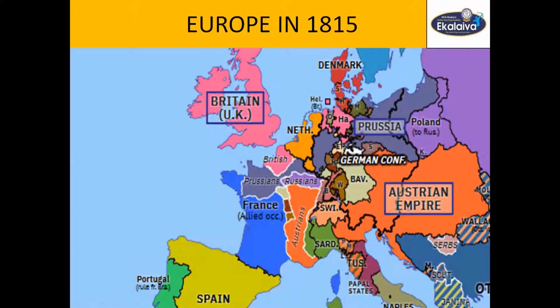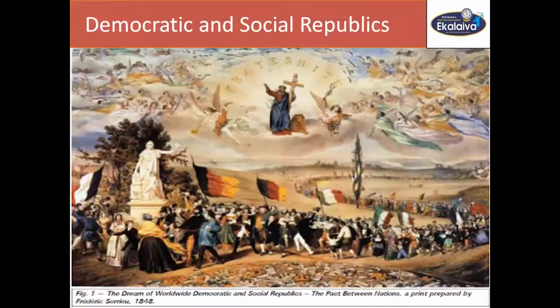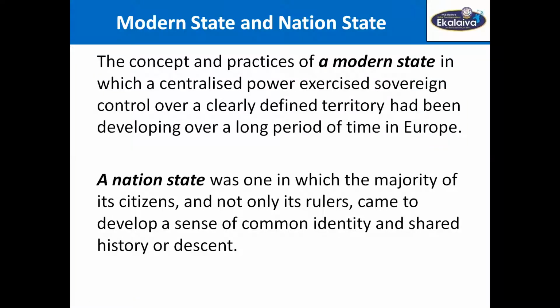And in this map of Europe in 1815, we understood that these states are countries but not nations. And they are in the process of becoming nation states. And this picture interpretation gave a clear message that many of the states in Europe wanted to become nation states. And we also understood the meaning of a modern state and a nation state.